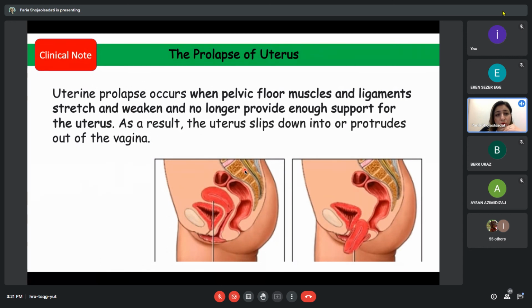A clinical note about the uterus is the prolapse of the uterus by age. It's generally seen in older women after the weakening of the different ligaments inside the pelvis. The position of the uterus may change over time and it comes down. It's repaired by surgical techniques, but this condition is named prolapse of the uterus.